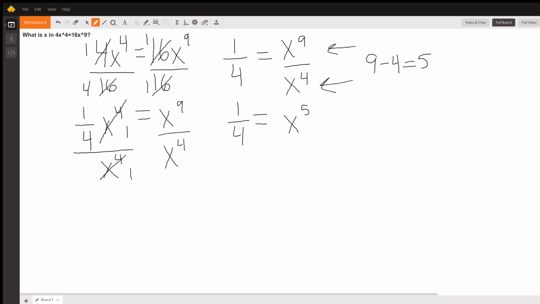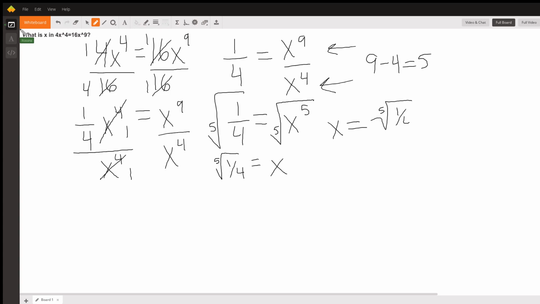Now, we need to get x alone, so the inverse of x to the power of 5 is the 5th root of x to the 5th. Keep the equation balanced by taking the 5th root on the left-hand side, and so you get x equals the 5th root of 1 over 4. You can rewrite it like this. X equals the 5th root of 1 over 4, or the decimal approximation of 0.758. And that is your final answer.